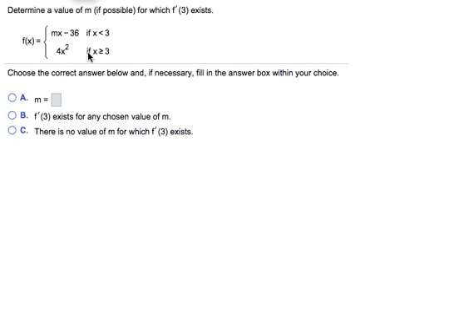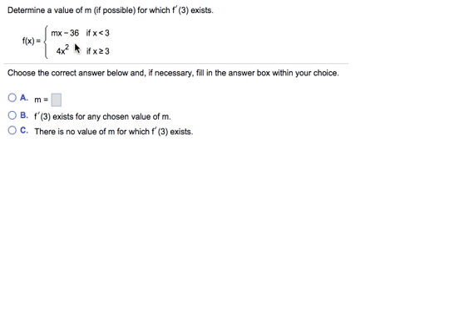So in this problem, we want to find a value of m, if possible, for which f prime of 3 exists. So f of x is a piecewise function. It's defined by y equals 4x squared if x is greater than or equal to 3, which is differentiable everywhere. Its derivative exists everywhere. And it's defined by y equals mx minus 36. That's some line with y-intercept negative 36 and slope m if x is less than 3, which lines are differentiable everywhere.